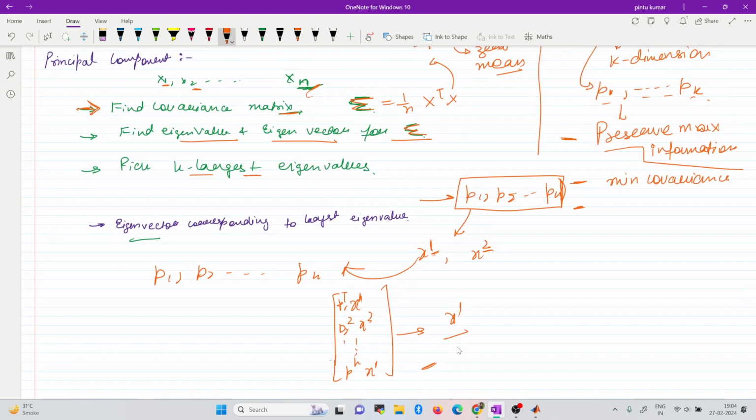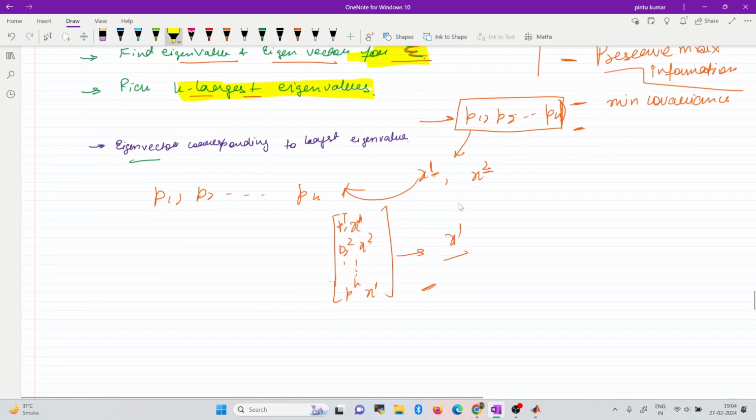Okay, so a very small recap. When you have to find the principal component, the first step is to find the covariance matrix. If you have zero mean columns, then it is very simple: it is 1 by n times X transpose X. Then you find the eigenvalues and eigenvectors of this covariance matrix, and pick out the k largest eigenvalues and their corresponding eigenvectors. This is the task that you have at hand.